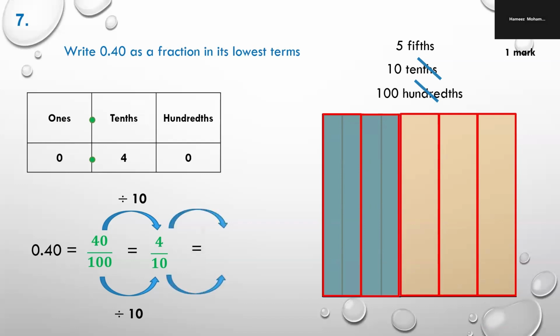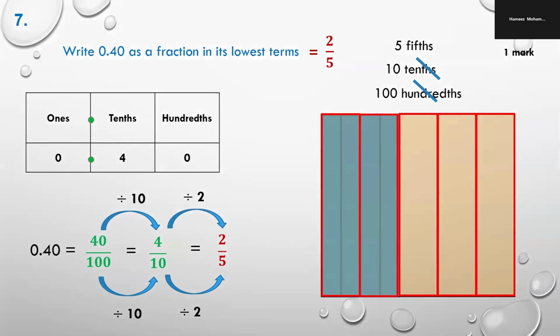And it will tell us we divide by 2 on top and we divide by 2 below. So we get 2 fifths. And we can see from the diagram that 2 out of 5 parts are shaded. That's the lowest terms.